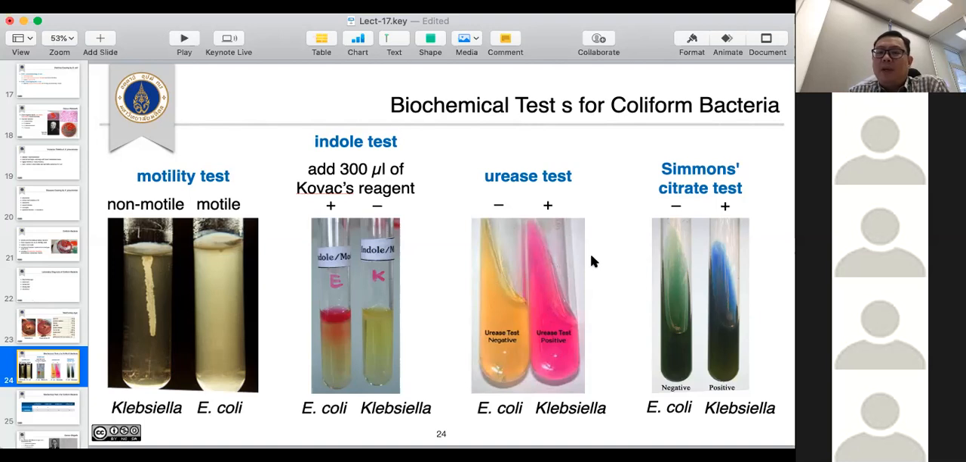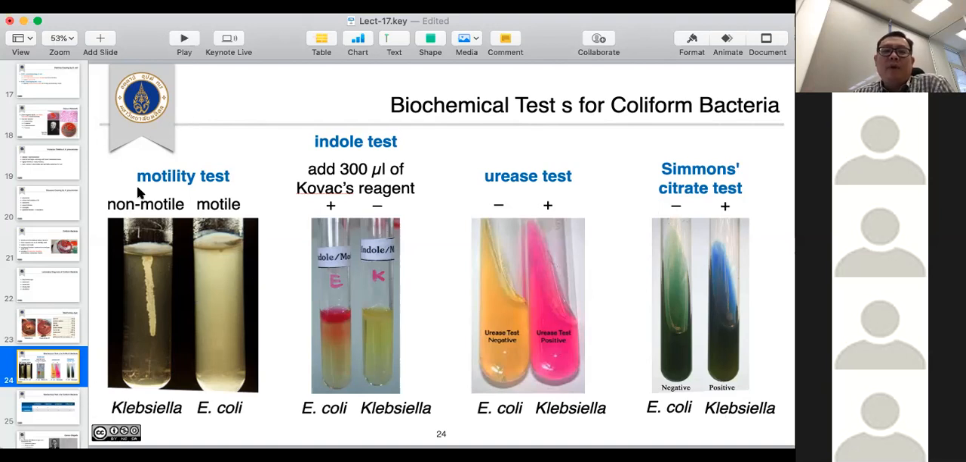You probably remember this. Simmons citrate is the ability to use citrate as a carbon source. Where's citrate? Still remember? In the Krebs cycle, right? E. coli cannot use that, so the color of the media remains green. But if the color changes from green to blue, that means positive, because using citrate can generate a lot of ammonia and alkaline condition. Klebsiella gets positive, okay?